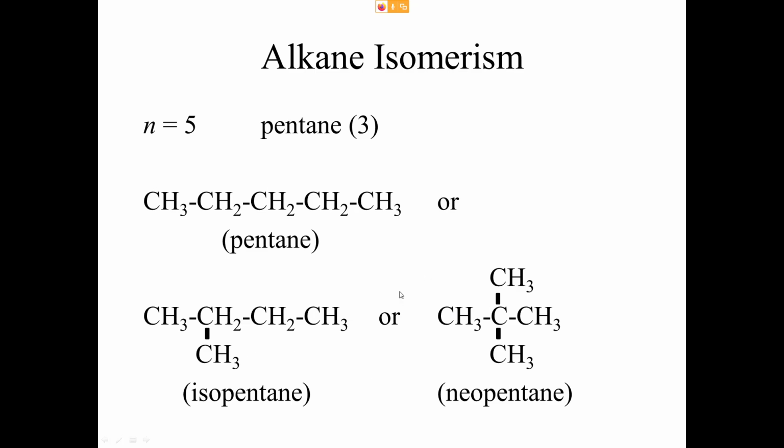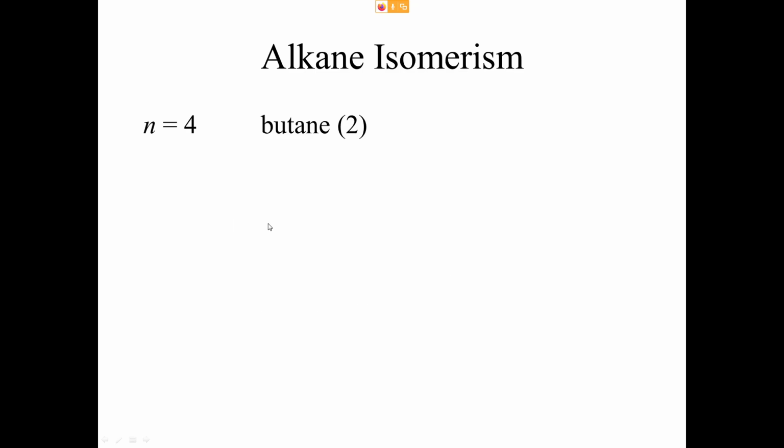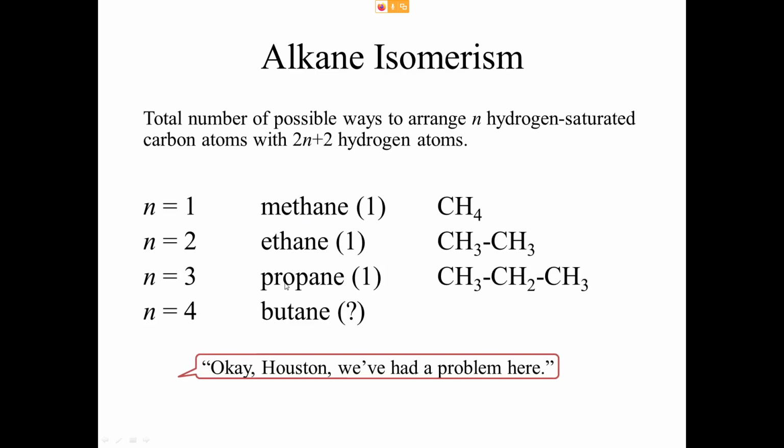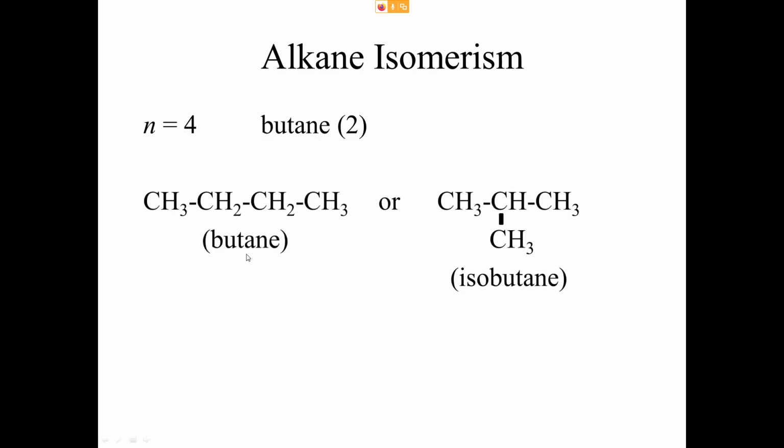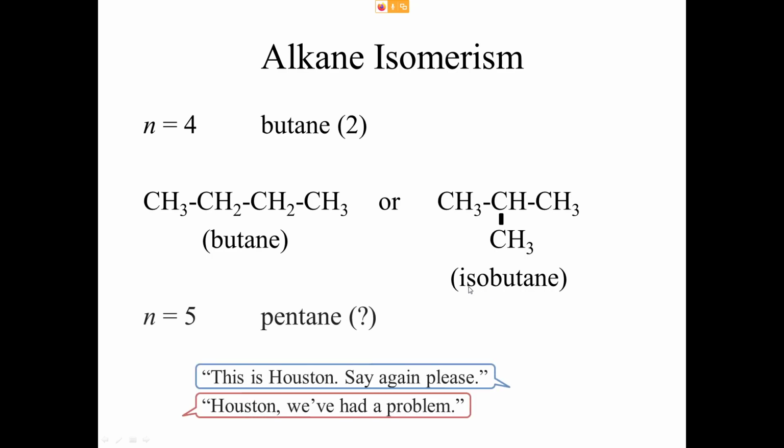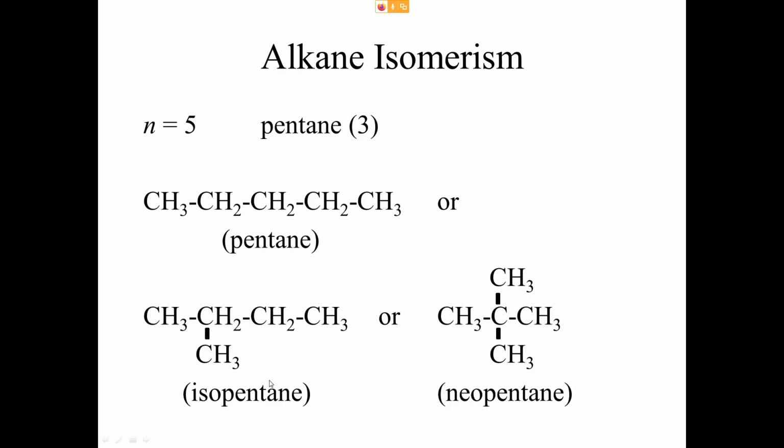But like we said before, I was calling these methane, ethane, propane, butane. But when I had more than one, I can't just call it butane. I have to give it a new name. So we called this one isobutane. And then if we do it with the 5 carbons, we have pentane and isopentane. And then we needed a new name, so we called it new pentane, or neopentane.